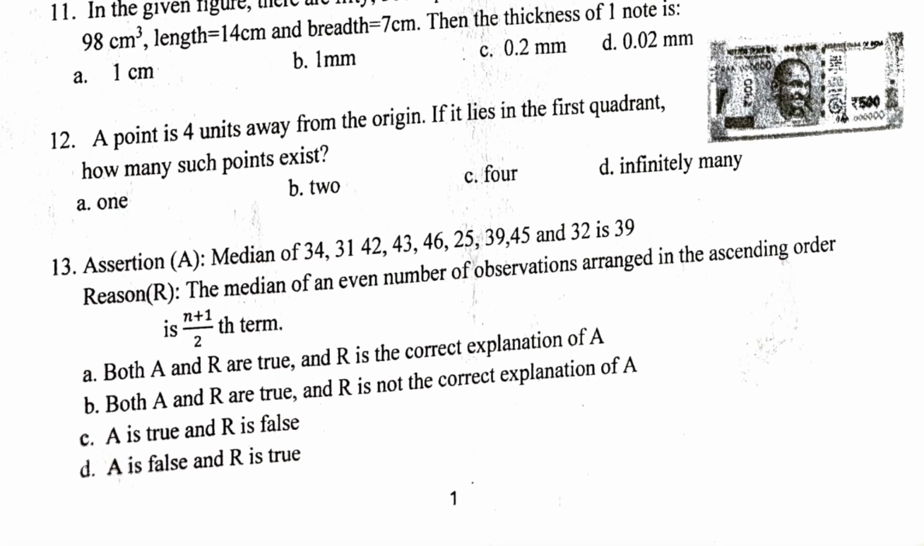Can you read this next one? A point is 4 units away from the origin. If it lies in the first quadrant, how many such points exist? Now this again is going to make you think. 4 units away from the origin. Now look here.